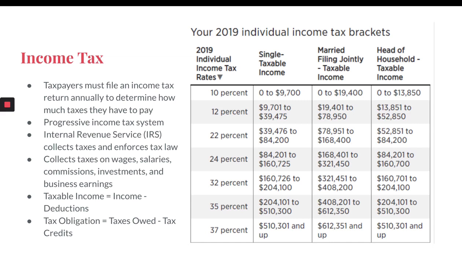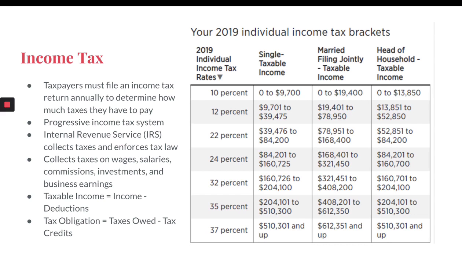So taxpayers must file an income tax return annually to determine how much taxes they have to pay. So here in America, we have a progressive income tax system, which you can see in this chart to your right. So we can see the 2019 individual income tax rates ranging from 10% all the way to 37%. And so you can see, let's say, for example, you make 50 grand. So you would see if you're single, that would be in the 22% tax bracket, right?